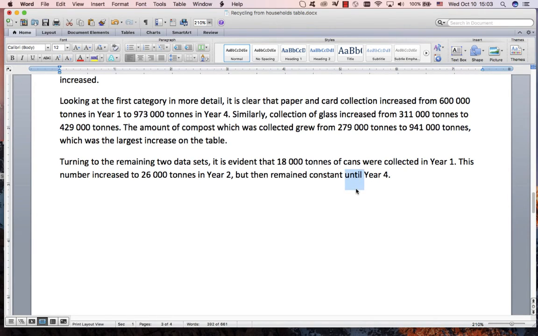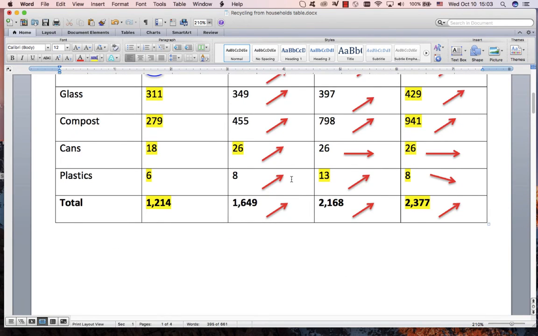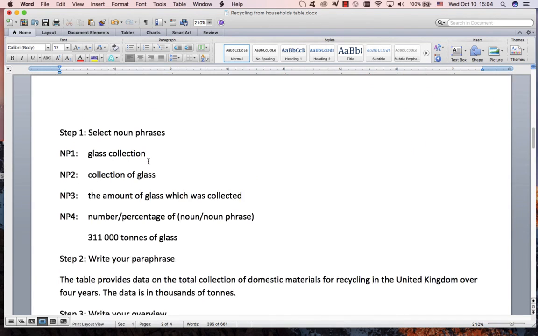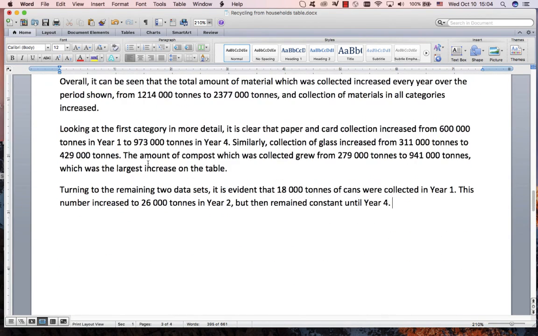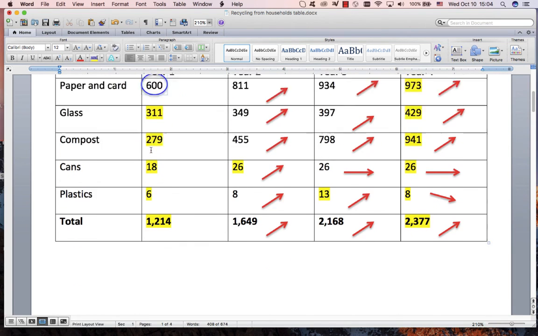Please notice this. It stayed until year 4. Many students want to say in year 4. That's wrong. It stayed constant until year 4. Great. Then let's be a little bit friendly and say finally. Finally. And we want noun phrase 3, the amount of plastics which was collected in year 1. We haven't done a stood at. Let's use stood at. You can say was, but stood at is nice to throw in somewhere. Stood at what? 6,000 tons in year 1.